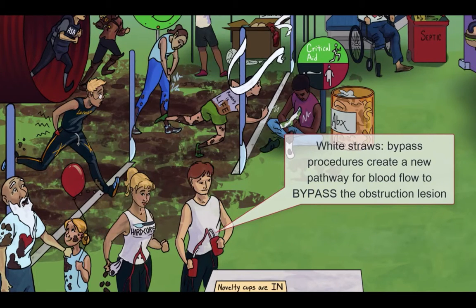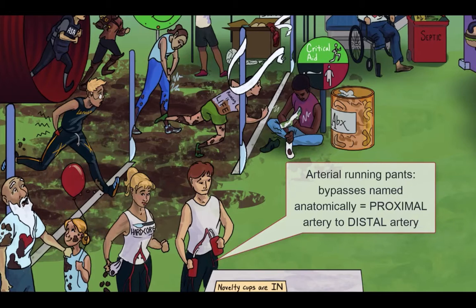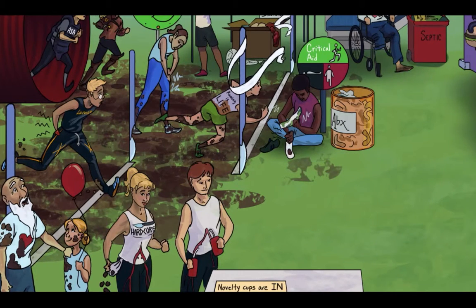We're going to separate these procedures by region. We're either bypassing aortoiliac lesions, aka inflow disease, or infrainguinal lesions, aka outflow disease. Bypass procedures are named anatomically for the artery that the bypass starts from first, followed by the artery that the bypass attaches to. So, if a surgery is called an aortoiliac bypass, that means the graft attaches to the aorta proximal to the lesion and then attaches to the iliac artery distal to the obstruction.